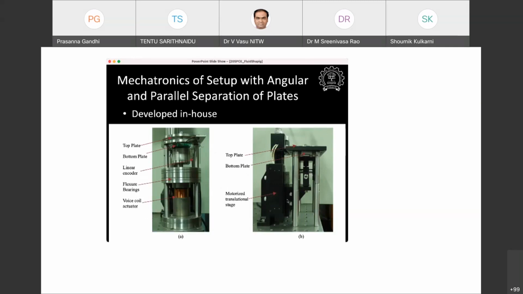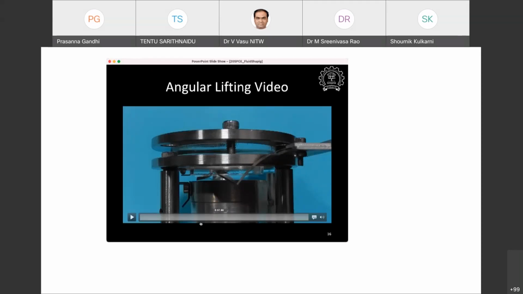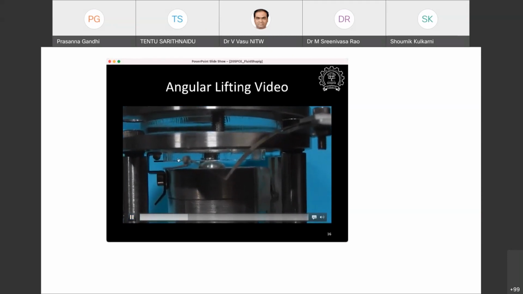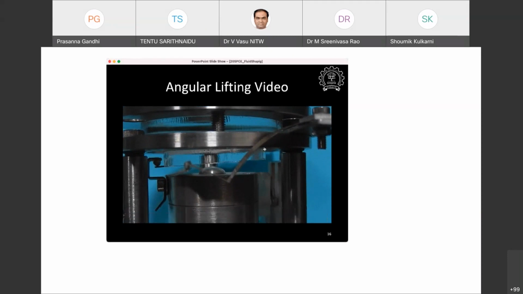Okay, then you have this video coming up for how this angular lifting takes place. Okay, so watch this carefully. This is a plate which is getting lifted angularly when the compliant mechanism is guiding it, and this is the point at which the force is applied. So the force is applied here, and then this plate gets angularly lifted in such a way that the remote center of motion of the plate coincides with the edge of the plate here. So there is some mechanics going on here.